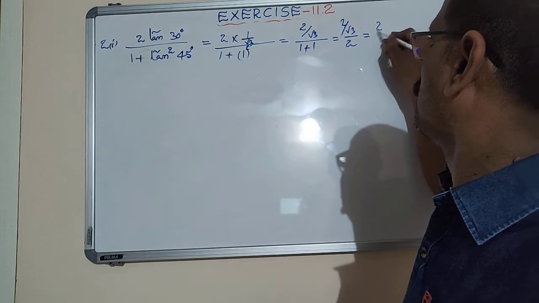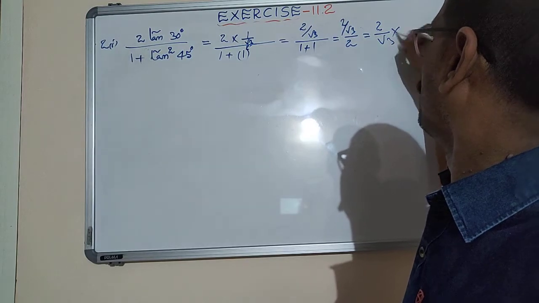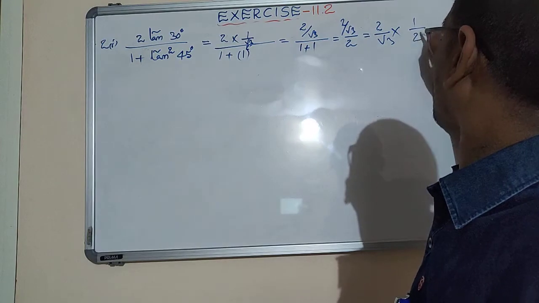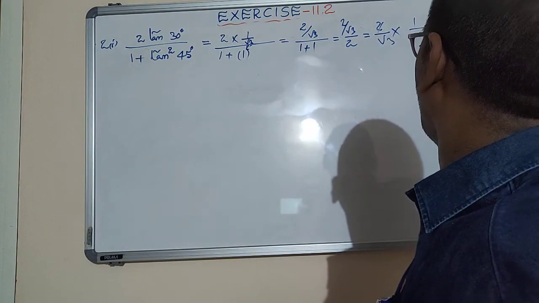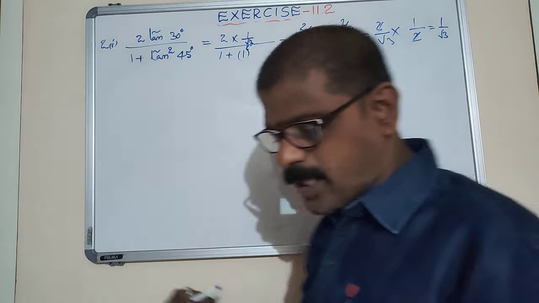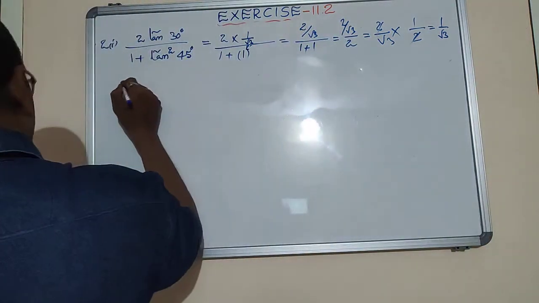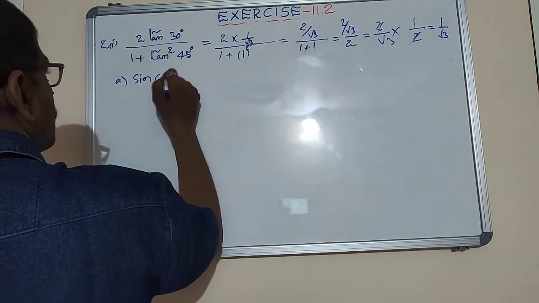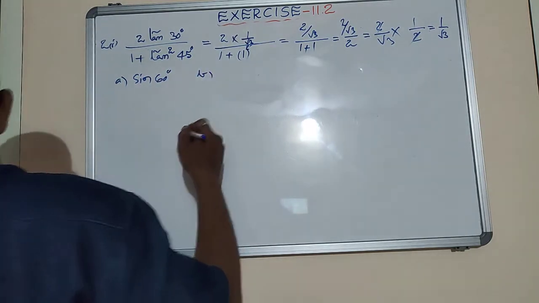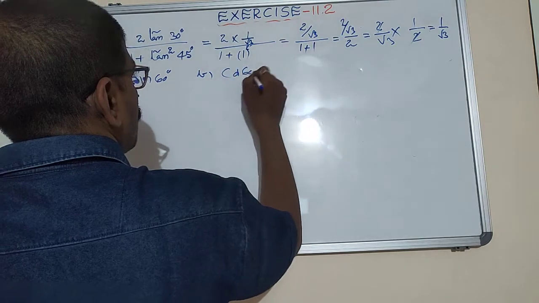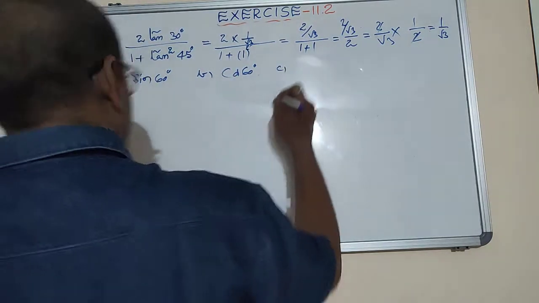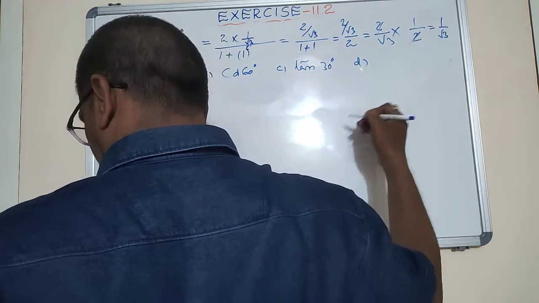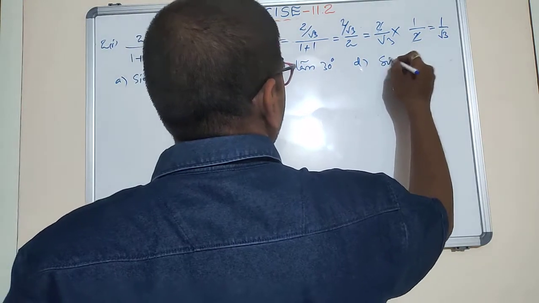Now that is equal to 2 by root 3 into the reciprocal of 2, which is 1 by 2. So 2 is cancelled, it will be 1 by root 3. So the options are given to be: option A is sine 60 degrees, option B cos 60 degrees, option C tan 30 degrees, option D is sine 30 degrees.